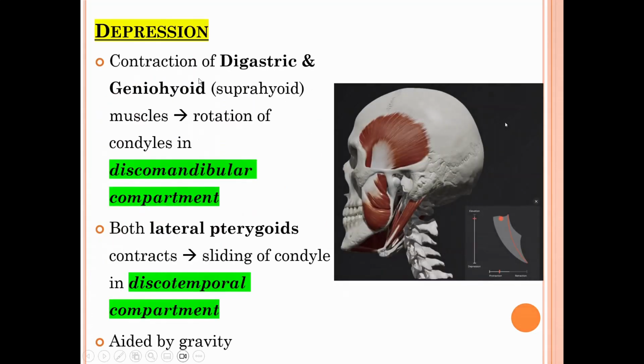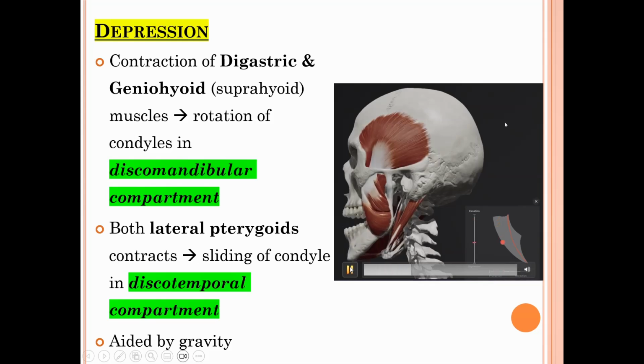So you can see here first there is depression. Depression is because of contraction of digastric and geniohyoid, and you already know these are the suprahyoid muscles, and this leads to the rotation of the condyles in the discomandibular compartment. Remember, discomandibular compartment, the lower compartment, and both lateral pterygoid contraction leads to sliding of condyle in the discotemporal compartment, okay. So these both movements are responsible for depression, and it is aided by gravity.